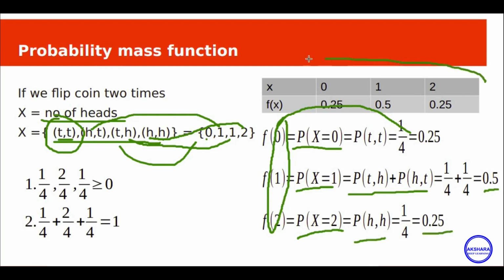We can represent this probability mass function as a table like this, and it has to satisfy these 2 conditions also. Each individual probability, 1 by 4, 2 by 4 and 1 by 4, is greater than 0, and the summation of all these probabilities should be equal to 1.